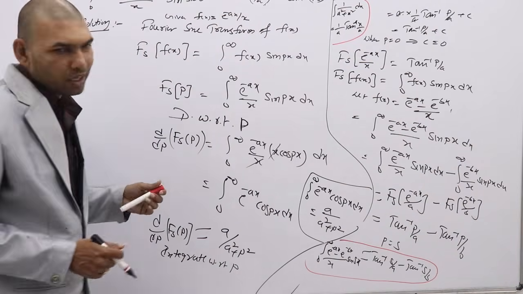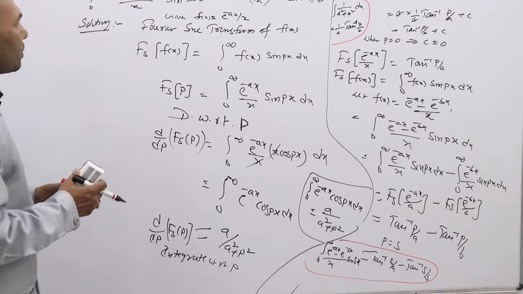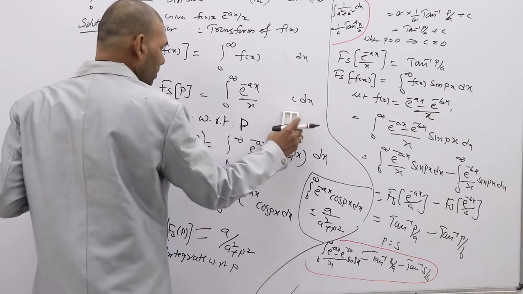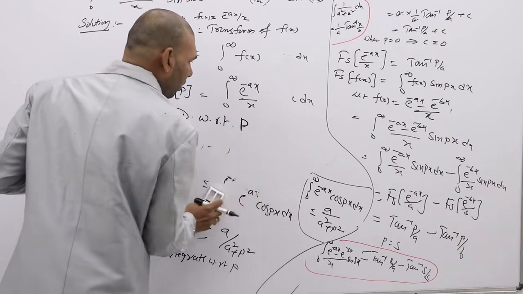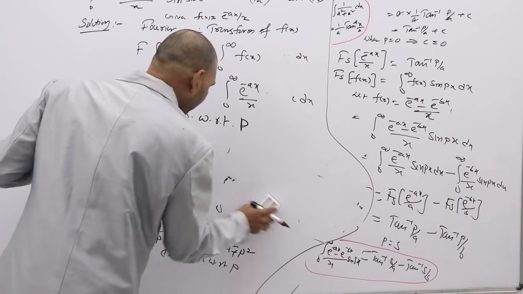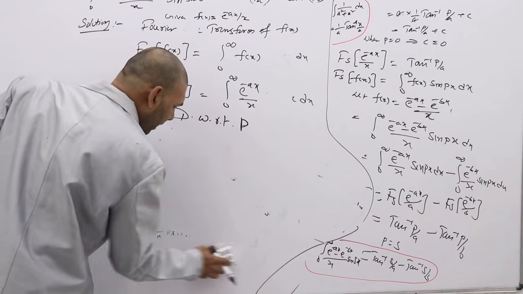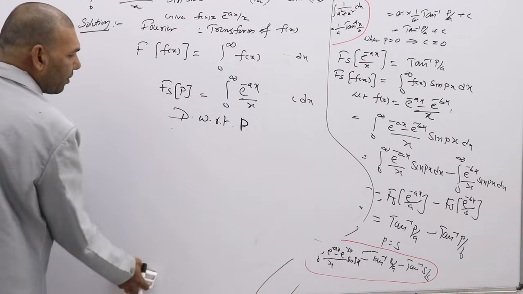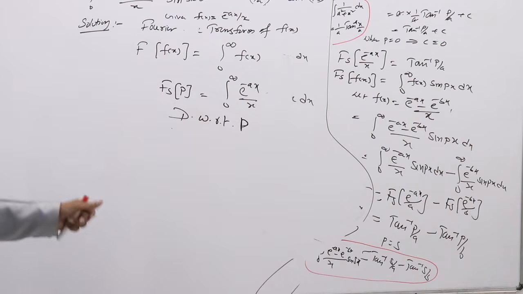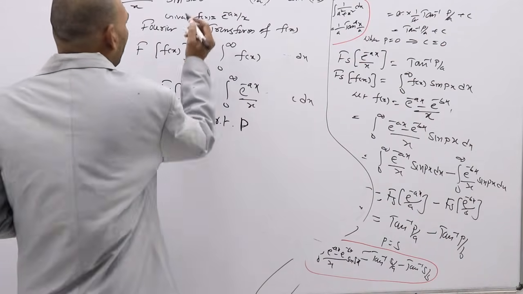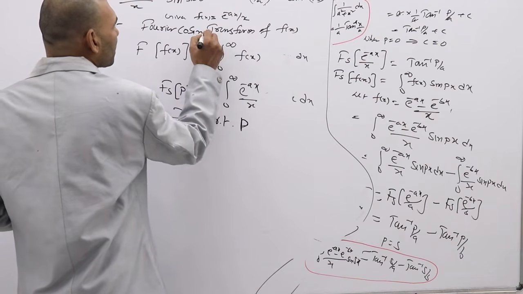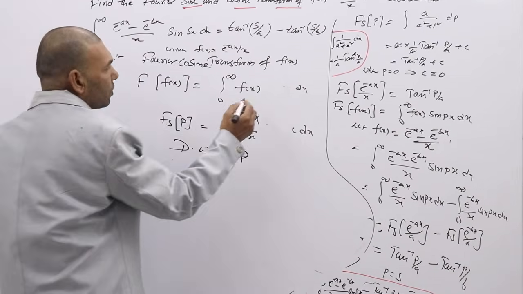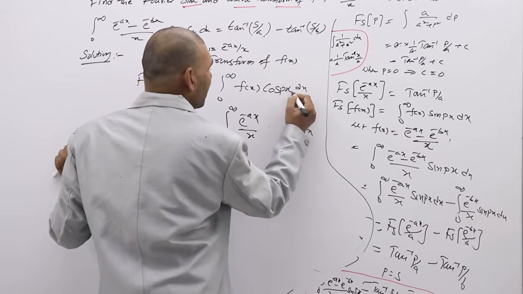But we need to find the Fourier cosine transform also. So here we need to repeat the same procedure for the Fourier cosine transform. Just now we evaluated the Fourier sine transform and derived one derivation. But now we are not going to derive, we are simply going to evaluate the Fourier cosine transform of f of x when f of x is e power minus ax by x. So here the formula will be like this, cos px dx.